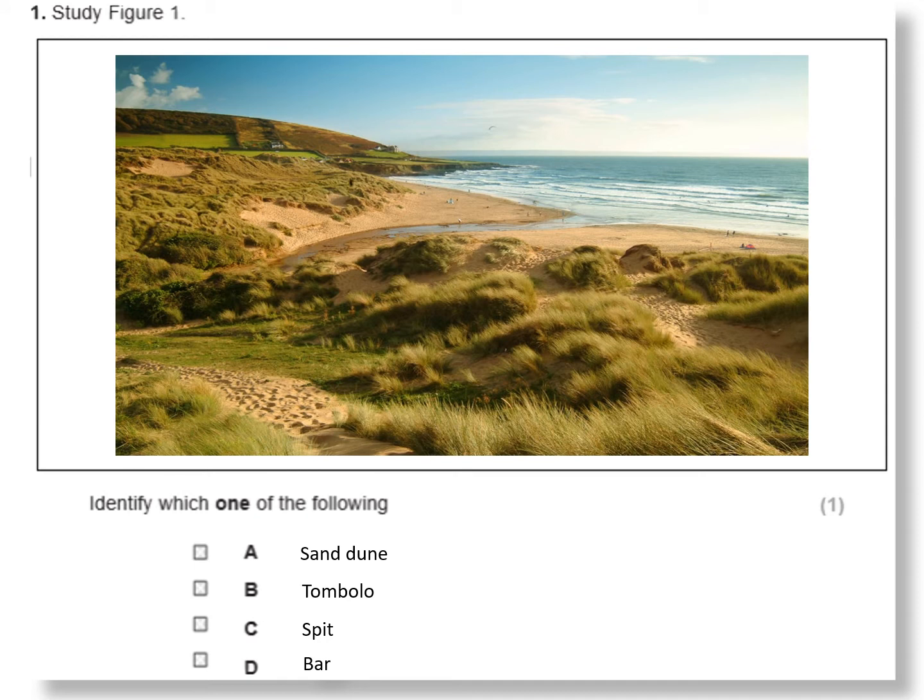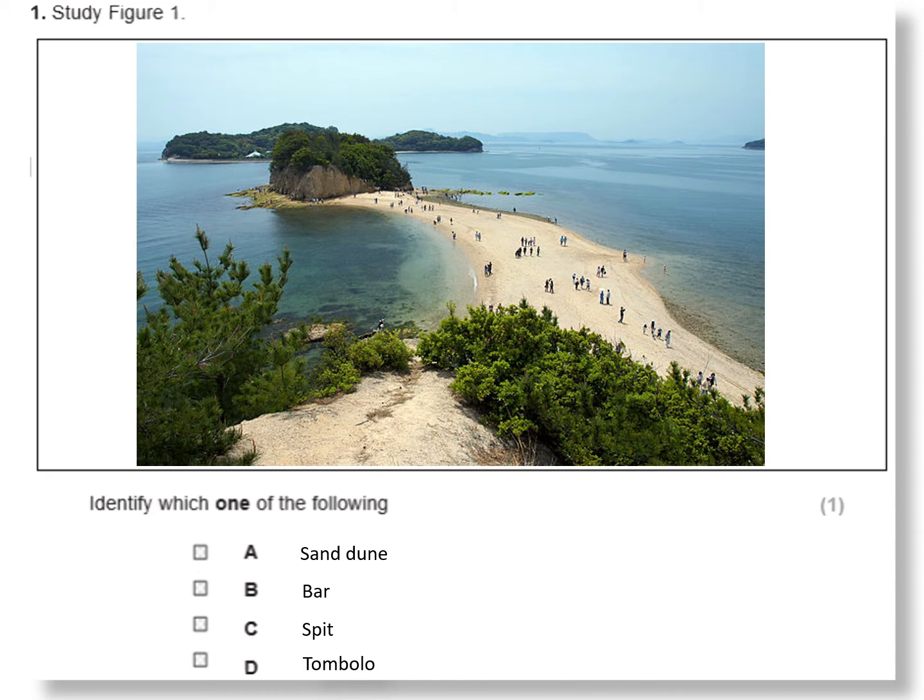Okay, get ready. Photo number 1. Is it a sand dune, a tombolo, a spit, or a bar? And the answer was A, sand dune. Number 2, sand dune, bar, spit, or tombolo? It was D, a tombolo. When this is, if you remember, when a spit stretches out and reaches across to an island.